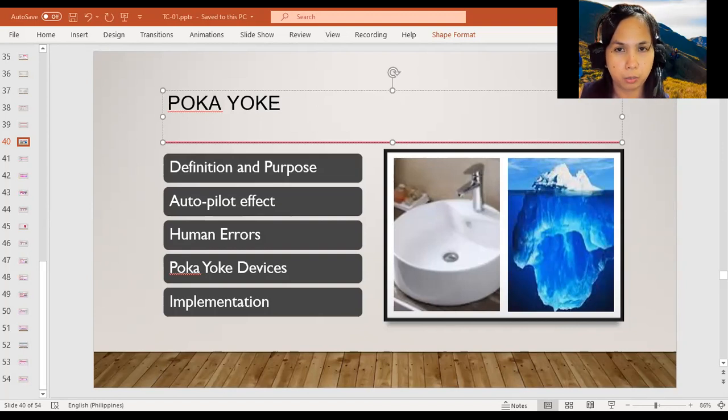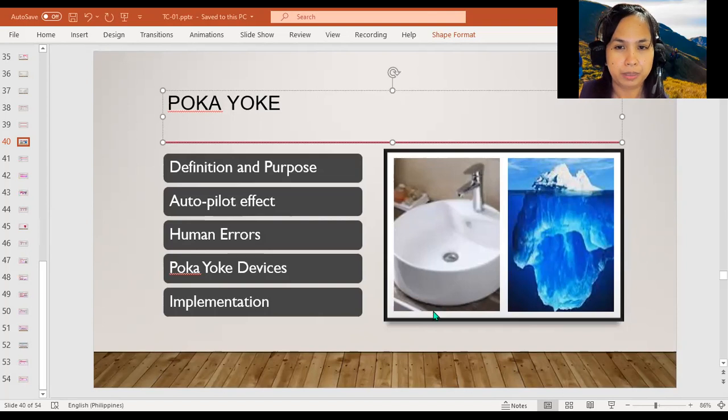So let's go over the formal definition. It's an error proofing technique. Okay, and Poka actually means error or mistake, and Yoke means to avoid. Now, the true purpose of Pokayoke is to avoid errors or mistakes. And believe it or not, we're all surrounded by Pokayoke devices.